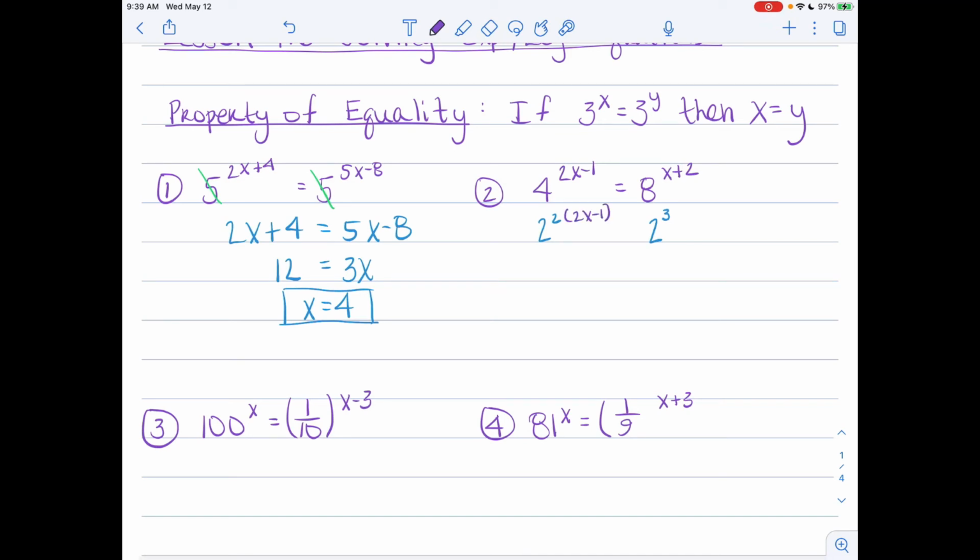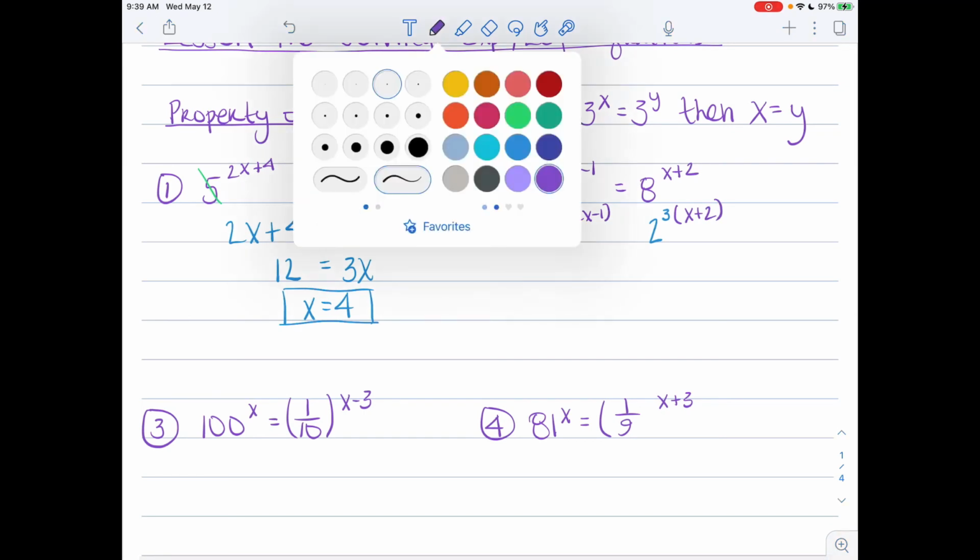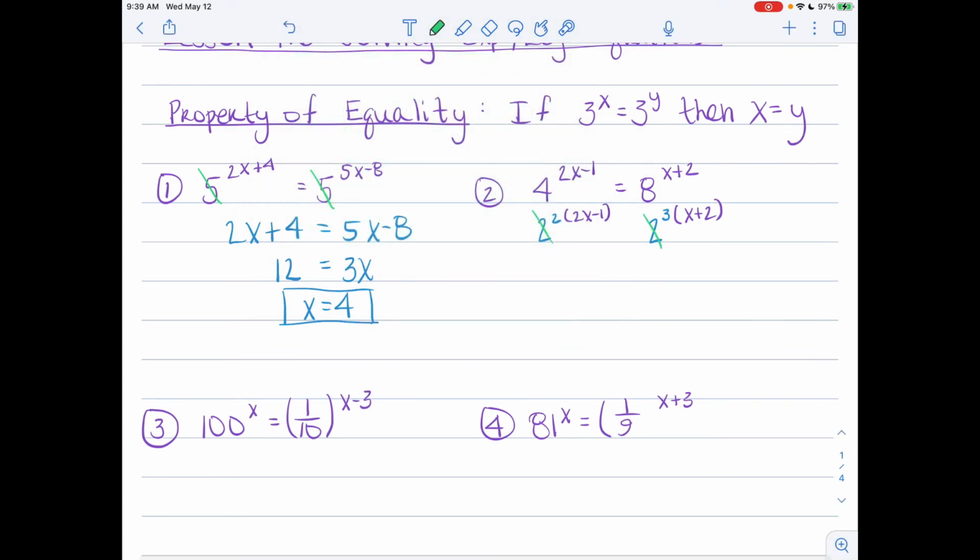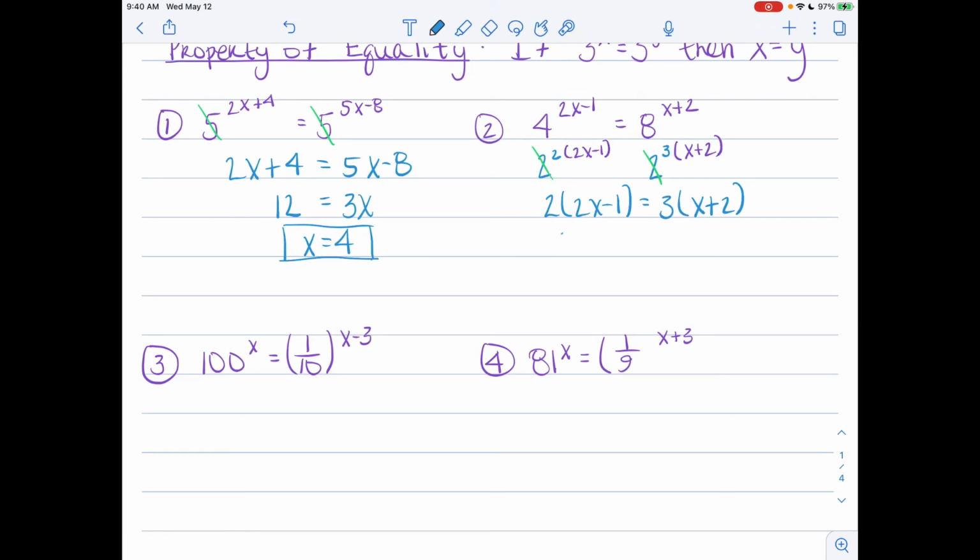Now, 2 raised to the second power replaces the 4, but we still have that 2x minus 1 as an additional exponent. Remember, when you have a power raised to another power, they simply multiply. And so the 3 is going to get multiplied by my original exponent of x plus 2 as well. All right, now that I have the same base of 2, I can get rid of those and say exponent equals exponent. 2 times 2x minus 1 is equal to 3 times x plus 2. Distributing that to get rid of parentheses, I'll be left with 4x minus 2 is equal to 3x plus 6.